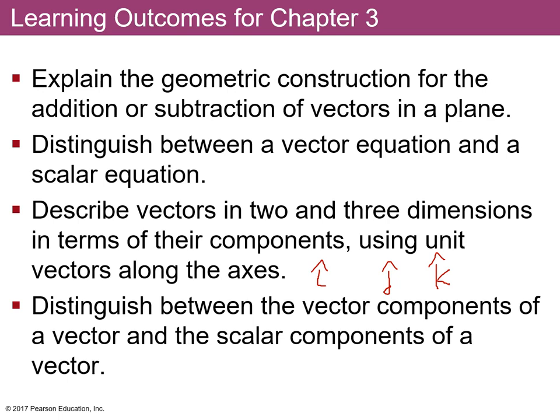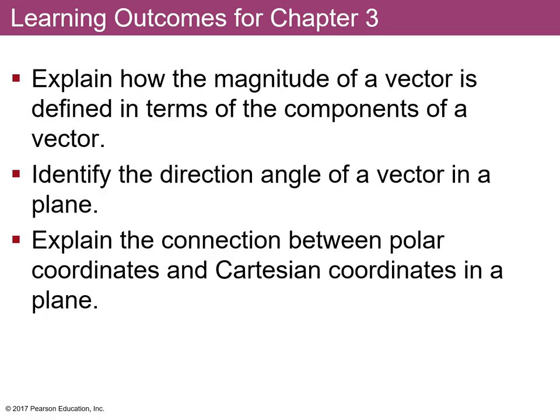We need to be able to distinguish between the vector components of a vector and the scalar components of a vector. We need to be able to explain how the magnitude of a vector is defined in terms of components of a vector. Okay? That's where the Pythagorean theorem comes into play. Identify the direction angle of a vector in a plane. So given the components of a vector, you need to be able to tell the direction, the angle that the vector makes with the positive x-axis or the y-axis, usually the positive x-axis.